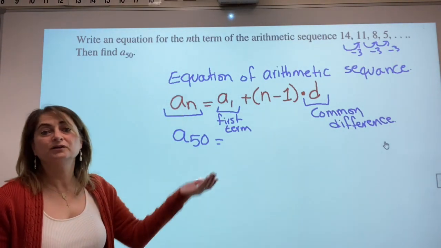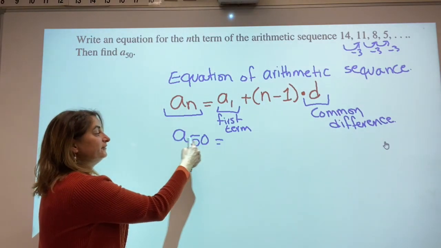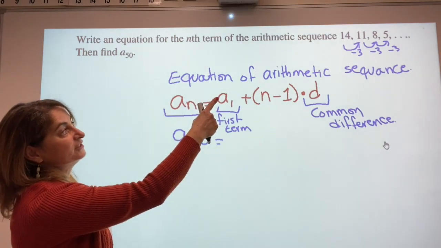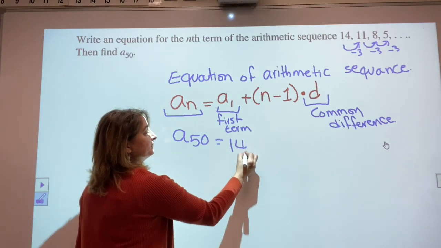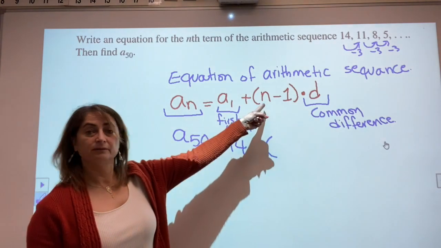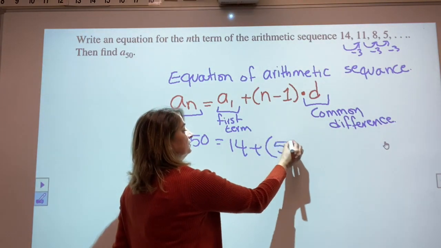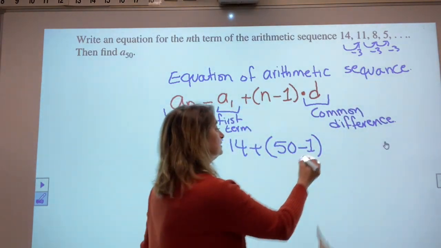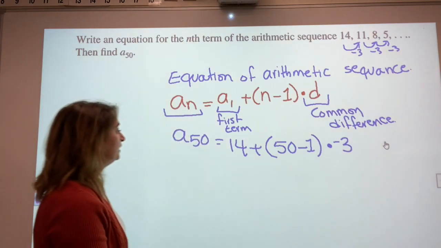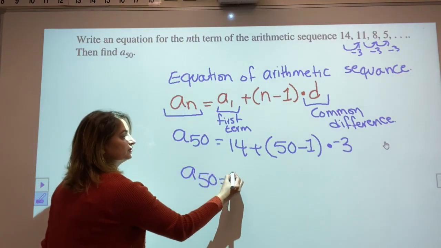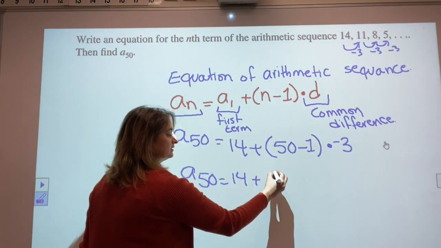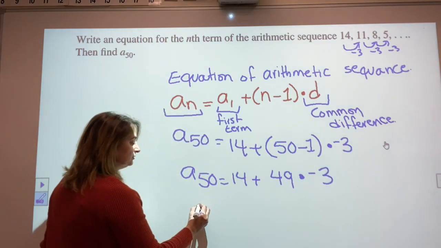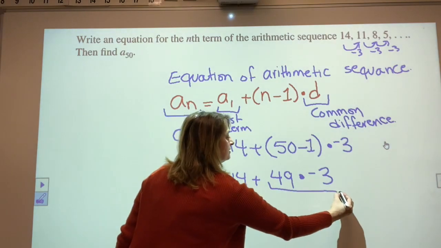So what do I do? I use the equation. Now I need the value of the 50th term. For me to do that, I need the first value, and from this sequence the first value is 14, plus, since I need the 50th term, which is the n, minus 1 times the common difference, which we found as -3. Times -3. Now a_50 equals 14 plus 50 minus 1, which is 49, times -3. According to order of operations, we have to multiply first before we add.